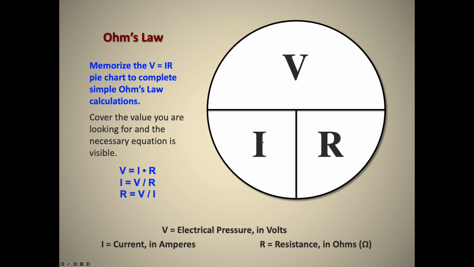Or if I'm solving for amperage, or I, or current, I would cover up I, and then I would see the equation that it's volts divided by resistance. Or if I'm solving for resistance, if I'm solving for ohms, I would cover up the R, and that would mean that volts divided by current would give me the answer. So you need to memorize this equation if you haven't already.